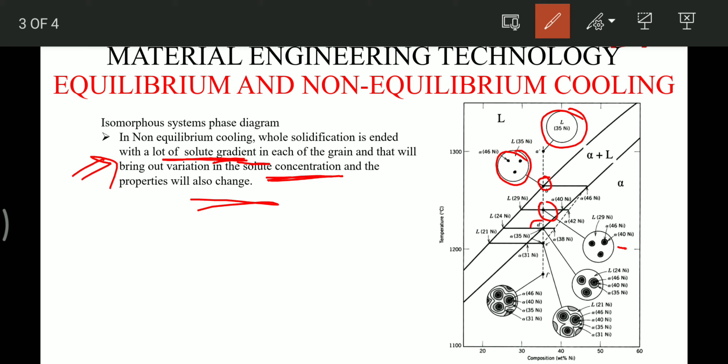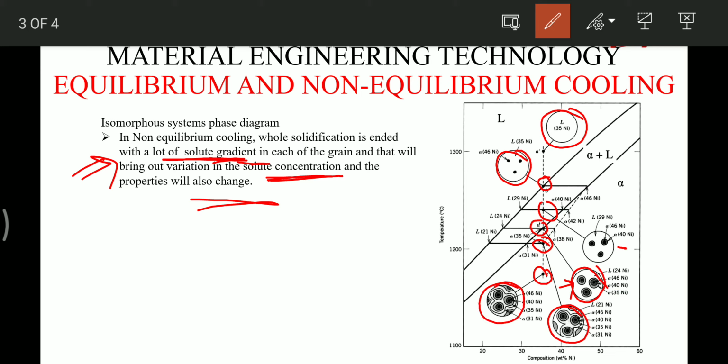At point D, at the solidus line, you can see clearly the gradients. That is, the inside one will have a different concentration, and the material which I have just deposited will have a different concentration. And at point E, this will be something like this. More gradient will be developed. And at point F, it will be something like this.